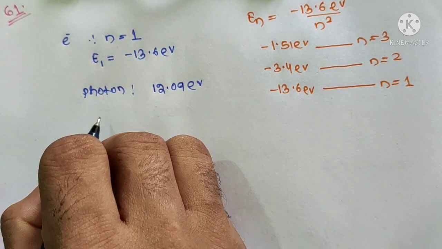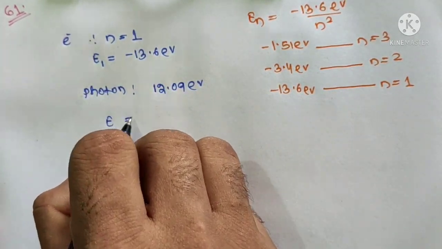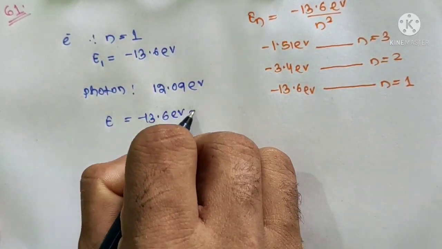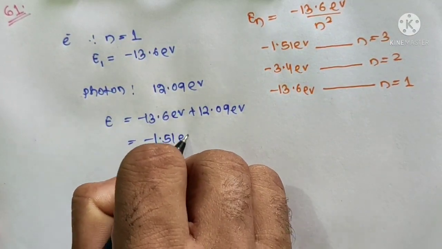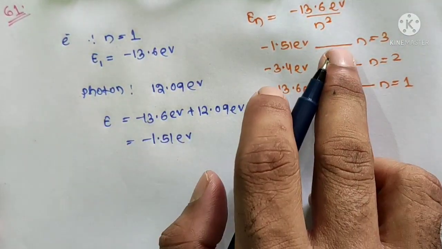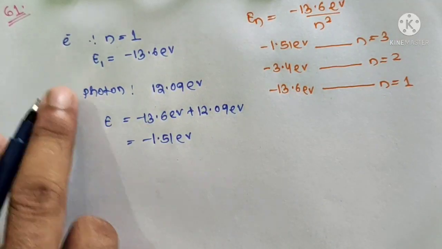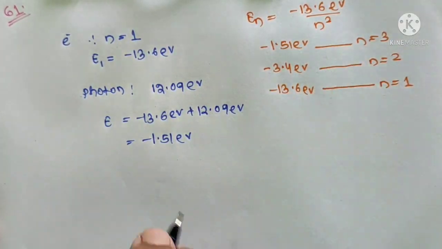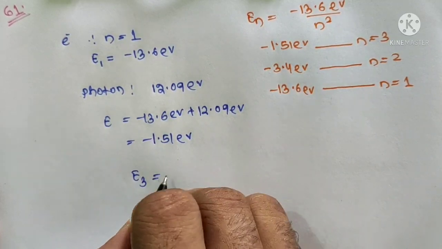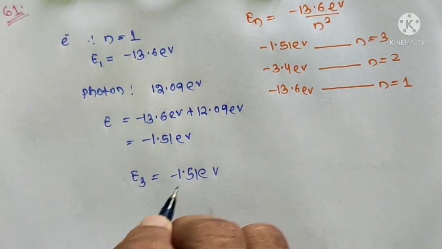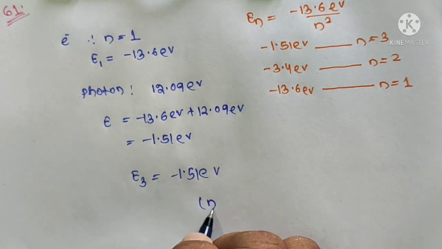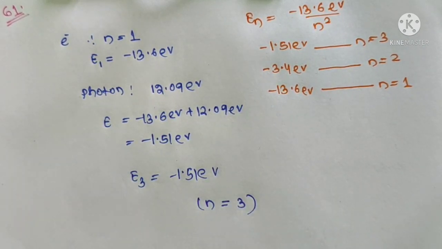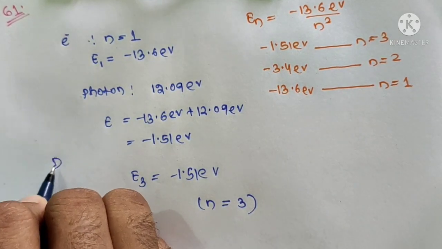So calculate the total energy now. It will be minus 13.6 electron volt plus 12.09 electron volt, that is equal to minus 1.51 electron volt. And this much energy is possible in the third orbit. So the electron will jump from the first orbit to the third orbit. So the energy in the third orbit is minus 1.51 electron volt. So the final state of the electron is n equal to 3 orbit, or the electron will be in the third orbit. So your correct option is option D.